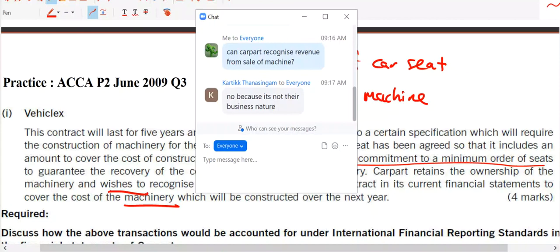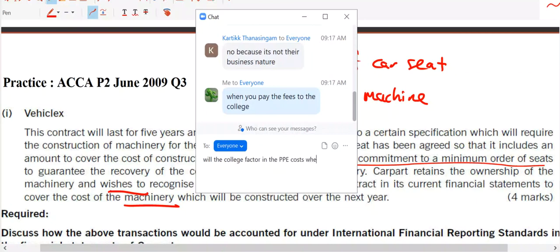But maybe I can help you a little bit. So when you pay the fees to the college, now let's assume you attend physical class. I know we have been attending online classes for years already. But let's assume that you're attending physical classes. Recall back your memory like before COVID time. You pay fees to college. Will the college factor in the PPE cost when they charge you a school fee?